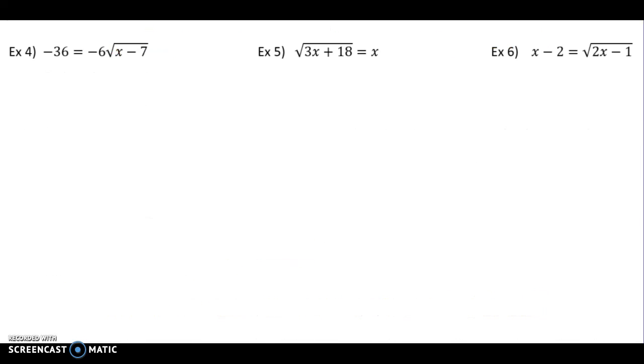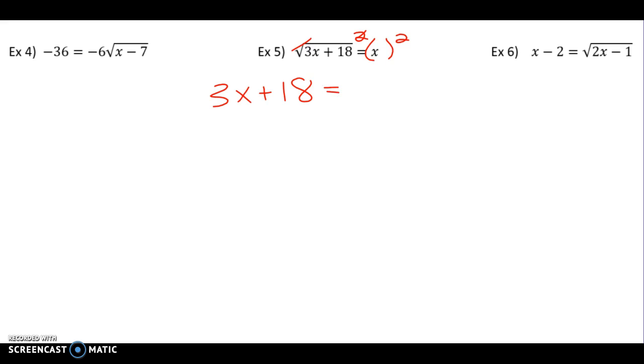So we're going to skip to number 5. First of all, is the radical isolated? Is the radical by itself on one side of the equation? Yeah, so we go straight to step 2, which is inverse the radical. A square root gets undone by squaring it. But if you square the left side, you have to square the right side. So the square root and the square cancel out. That leaves us with 3x plus 18.